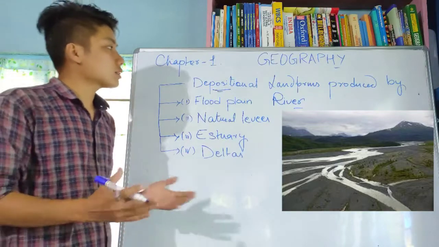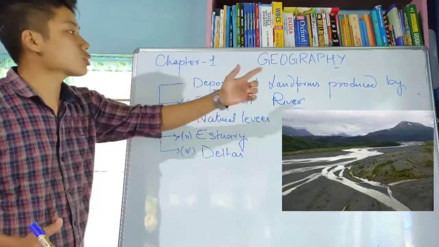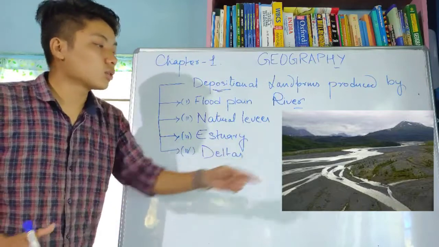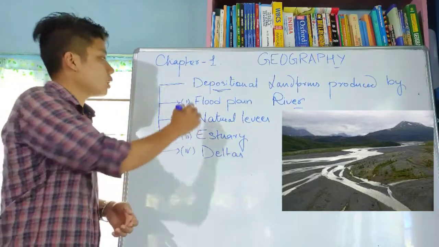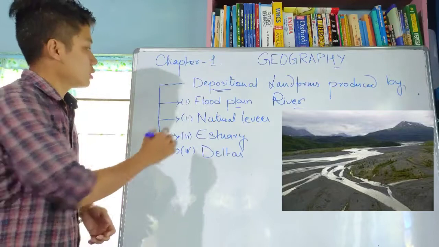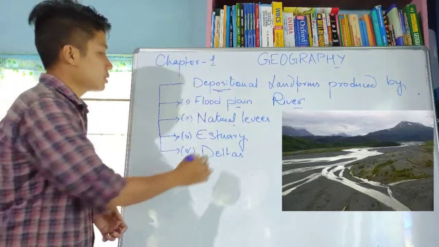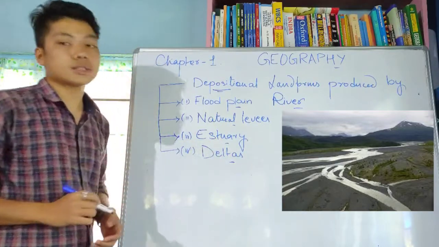So what are the important landforms produced by the river in the middle and lower stage? Number one is floodplains. Number two is natural levees, number three is estuary, and the last one is deltas. We'll discuss them one by one.